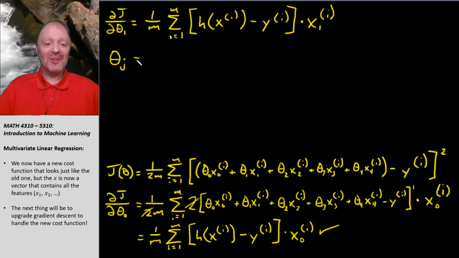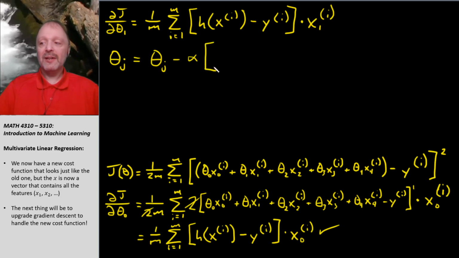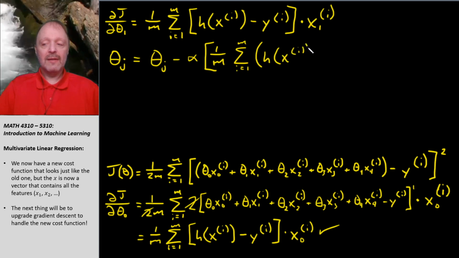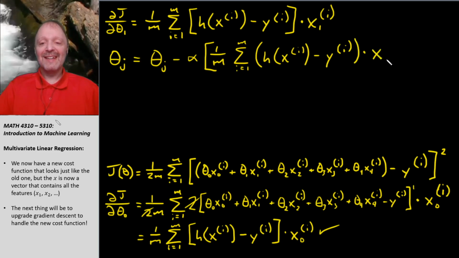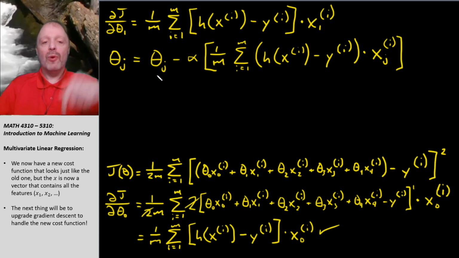Yes, now we're going to be going through all of j. Theta sub j is equal to theta sub j minus alpha times, here we go, 1 over m, this is the partial derivative part, summation i from 1 to m of h of x^(i) minus y^(i) times x sub j^(i). Boom. There we go. That's it right there. This will update your gradient descent for each of the thetas one by one.